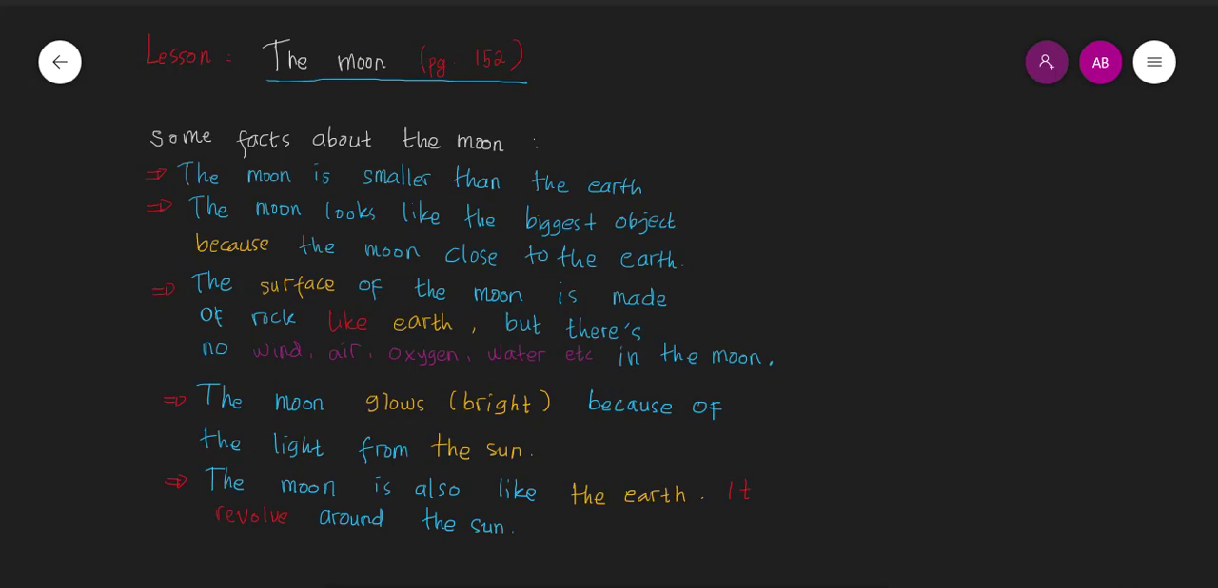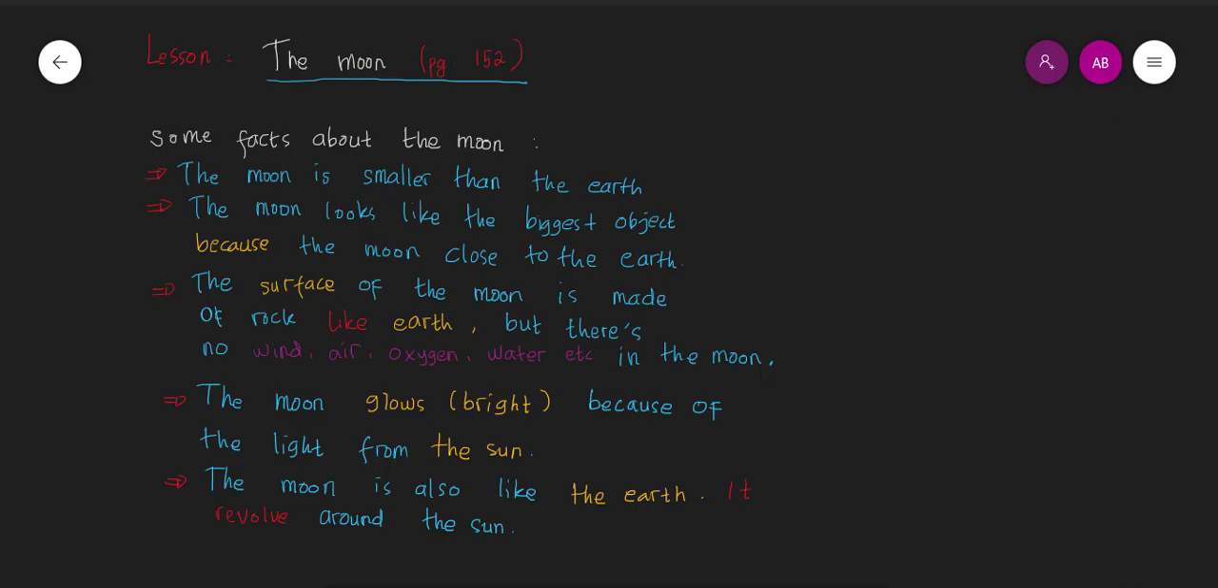Okay, kids, now let's continue with the lesson about the moon. Some facts about the moon: the first thing is the moon is smaller than the earth, everyone. Even though the moon looks like the biggest object because the moon is close to the Earth, it's actually really small compared to the Earth. Okay, you have to remember that.